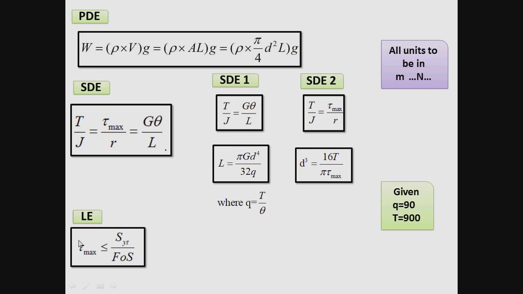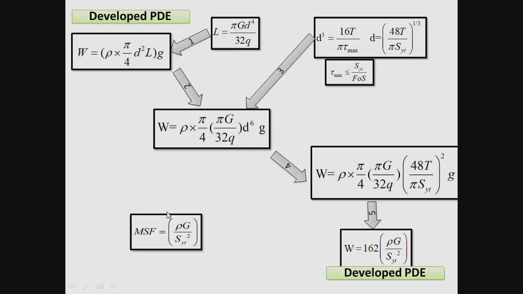And next is limiting equations. What is a limiting equation? The stress should be less than or equal to, this is shear stress, not tensile stress, upon FOS. So this is given by 0.5 into yield stress in tension. We shall see later on how to calculate this value.